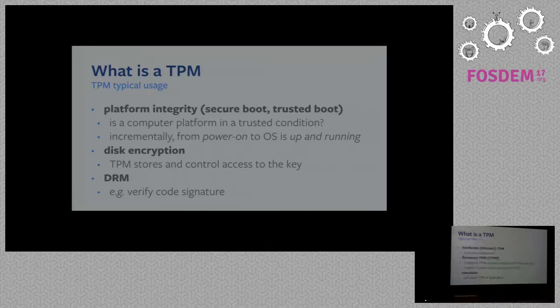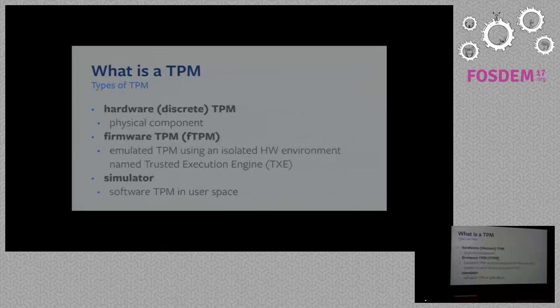There are three types of TPMs: hardware, firmware, and software. The hardware or discrete TPM is a physical component, tamper-proof, and it's the most secure, of course, of the three. Firmware TPM is typical on embedded platforms because it relies only on a CPU extension named Trusted Execution Environment. And the last one, software TPMs, are used just for development. Of course, they are all in user space and run on top of the operating system.